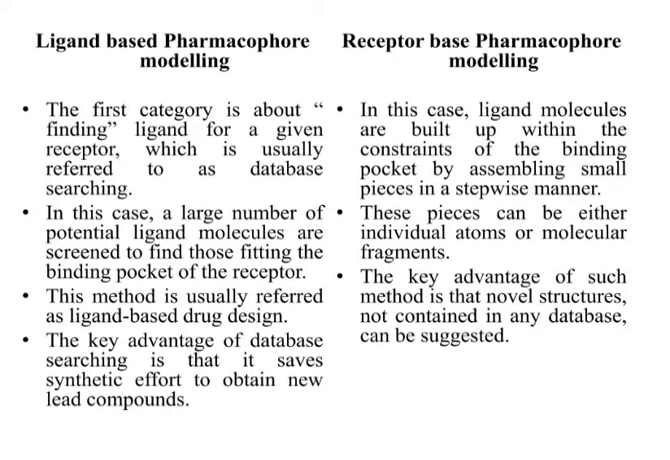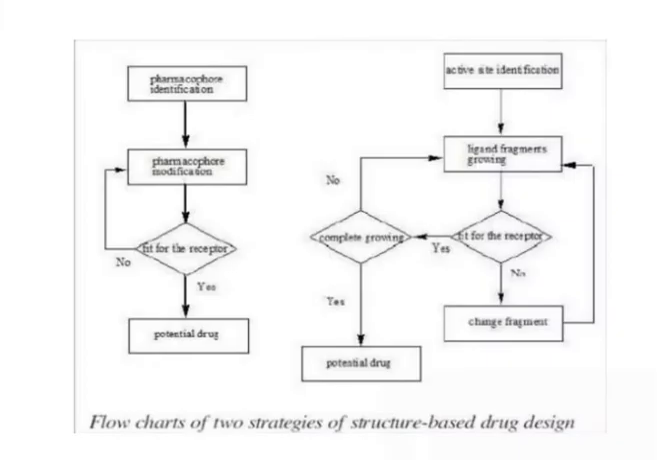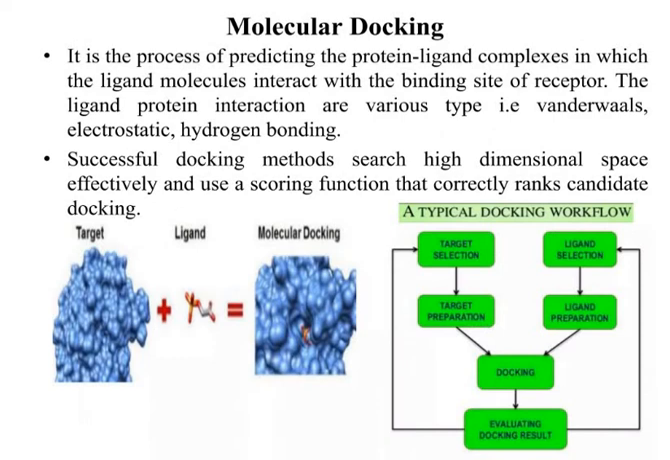Now, for receptor-based pharmacophore modeling, in this case, ligand molecules are built up within the constraints of the binding pocket by assembling small pieces in a stepwise manner. These pieces can be either individual atoms or molecular fragments. The key advantage of such a method is that novel structures not contained in any database can be suggested. So you can see the flow chart.